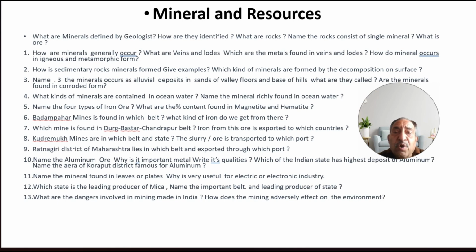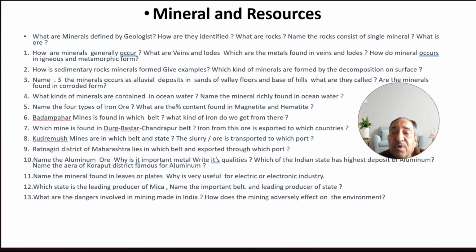What are veins and lodes? Which are the metals found in the veins and lodes? How do minerals occur in the igneous and metamorphic rocks? How is sedimentary rock mineral formed? Give an example. Which kind of mineral is formed by decomposition on the surface?